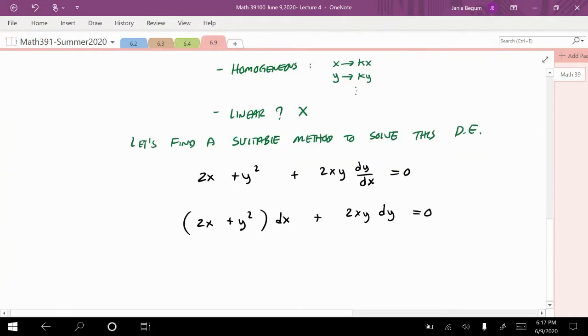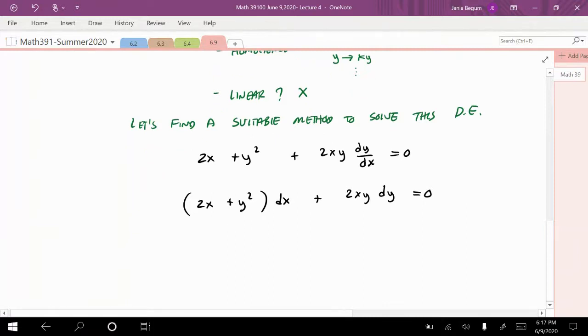We have a function in front of dx and a function in front of dy. Now here's the thing you want to notice. I'm telling you that this magical function, let's call it phi of x, y, equals x squared plus x y squared, solves the equation above.